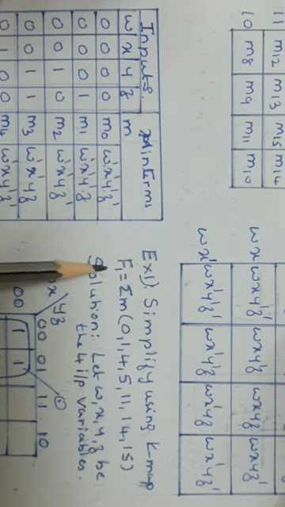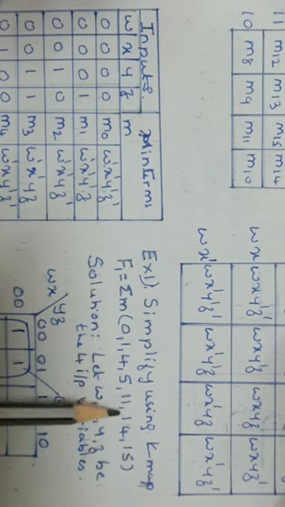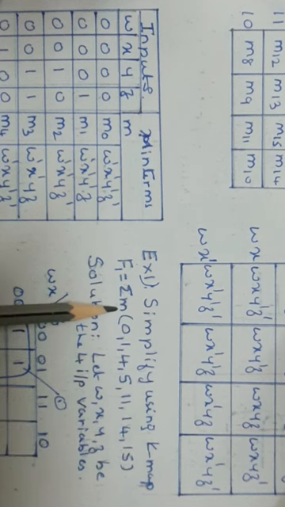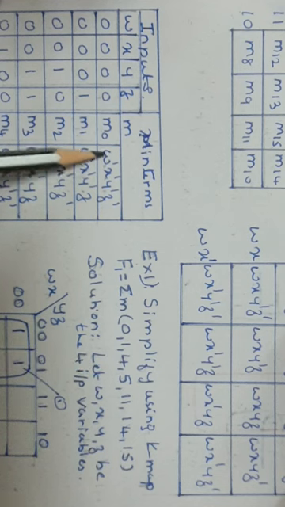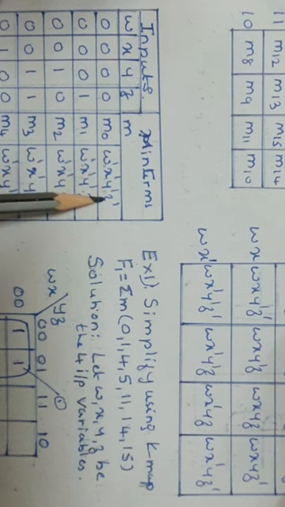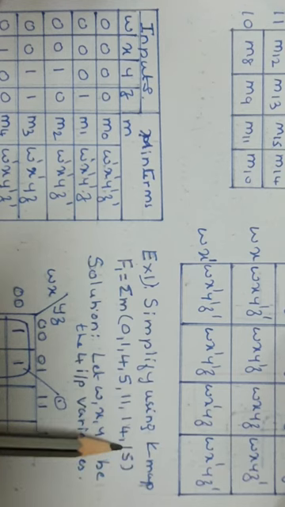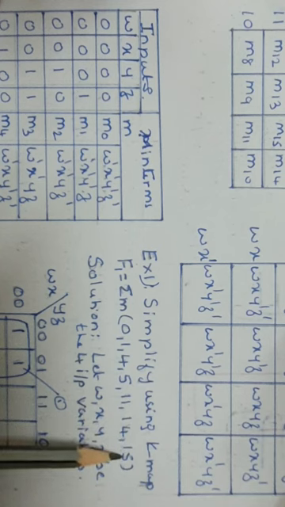Simplify using kmap: F1 equals sigma m of 0, 1, 4, 5, 11, 14, 15. So these are the minterms. The small m stands for minterms, and sigma stands for sum of minterms. A minterm is a product term, so these are all products. The function is given in the form of sum of products.